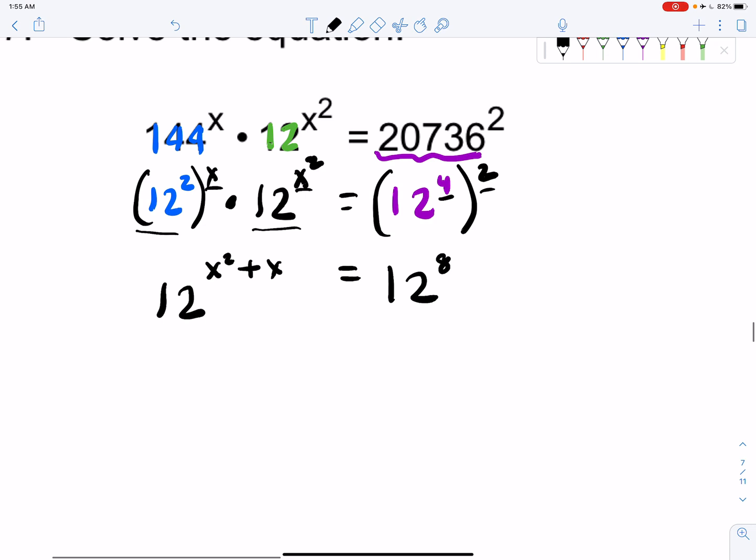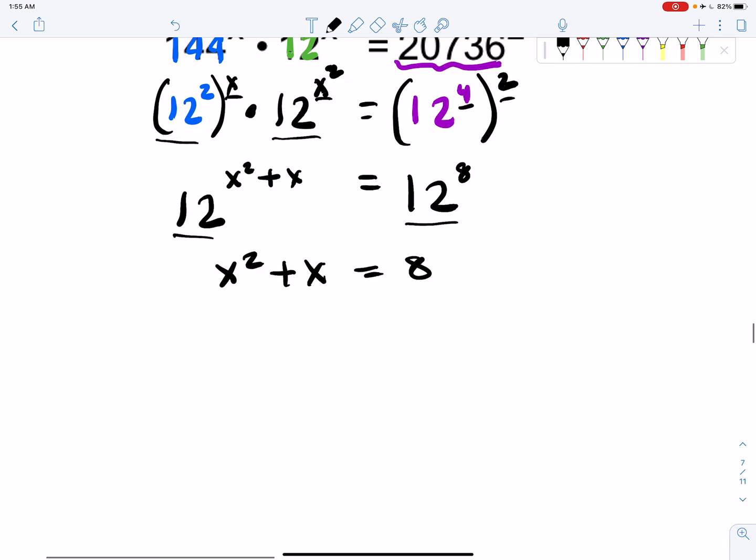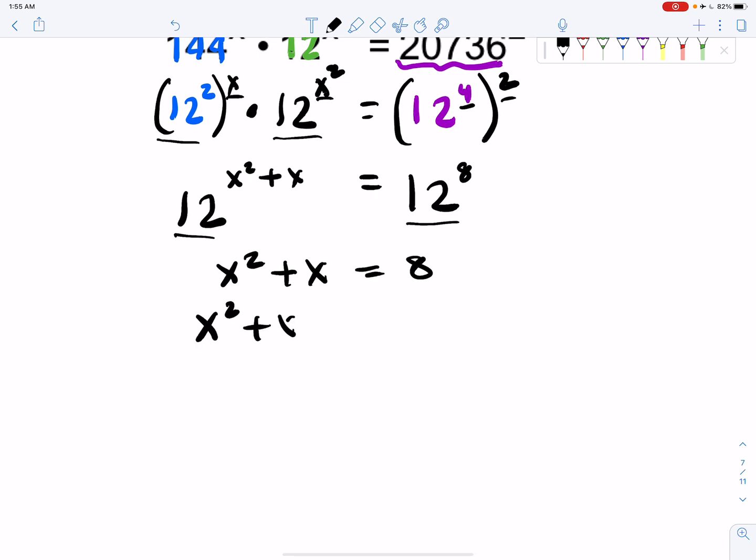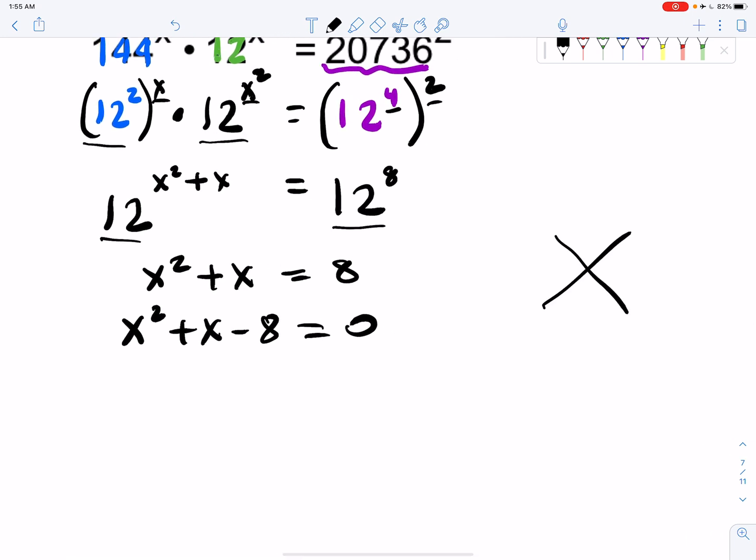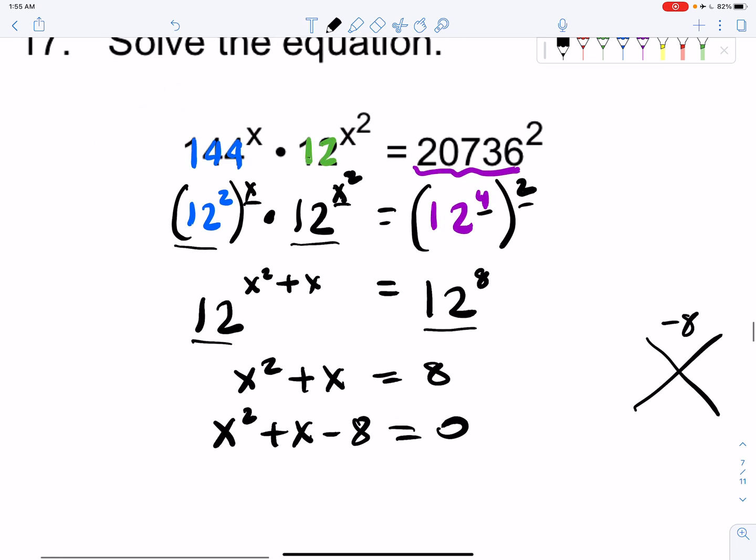Well, look at that. The bases are the same, so that's a beautiful thing because now we can rewrite this as x squared plus x equals 8. Of course, it's quadratic, so we set it equal to 0 by subtracting 8 on both sides. And we ask the good old question, what multiplies to negative 8 and adds to 1? Did I lose something? I lost something somewhere. Ooh, there it is right there. Darn it. I got to go back. I got to do a redo.